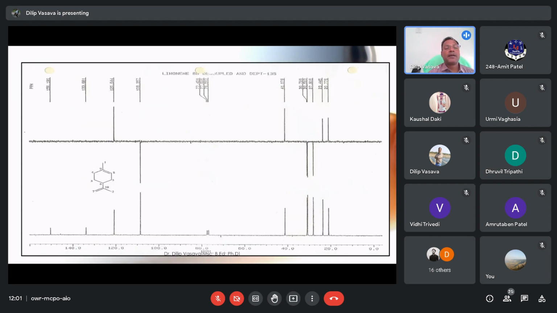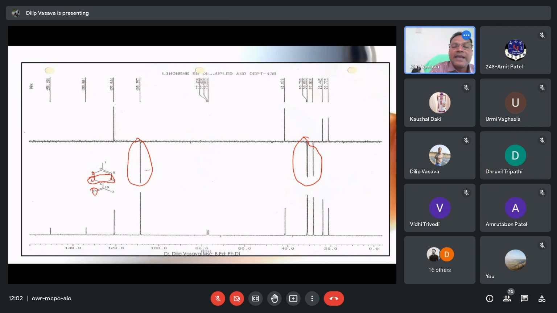This is one of the examples mentioned here, where the DEPT 135 is taken. You can see that two peaks are observed downward here, and one peak here. Correct? So how many CH2 are there? This is one CH2, this is another CH2, this is another CH2, and this is one more CH2. But both of these CH2 are overlapping, that is common. So how many peaks are you able to observe? 1, 2, and 3. So these 3 CH2 peaks are there.